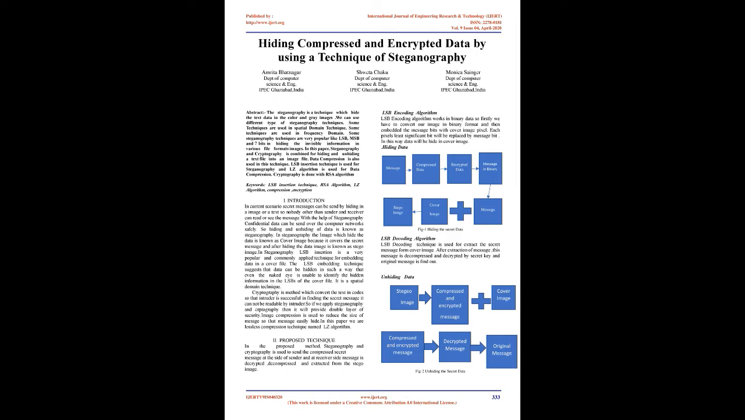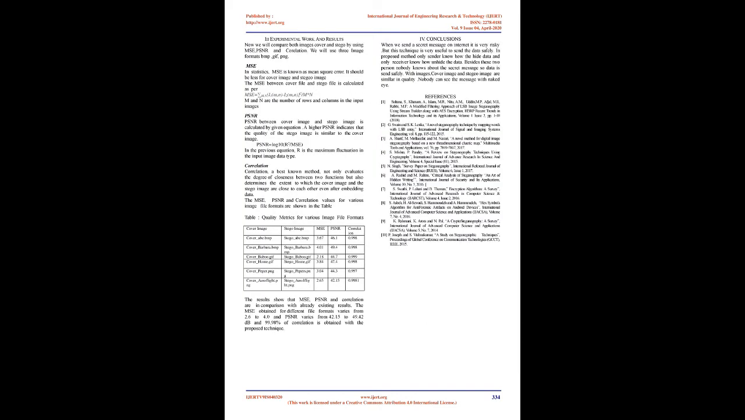2. Proposed technique. In the proposed method, steganography and cryptography are used to send the compressed secret message at the sender side, and at the receiver side the message is decrypted, decompressed and extracted from the stego image. LSB encoding algorithm. The LSB encoding algorithm works on binary data, so firstly we have to convert our image into binary format and then embed the message bits with the cover image pixels. Each pixel's least significant bit will be replaced by a message bit. In this way data will be hidden in the cover image.